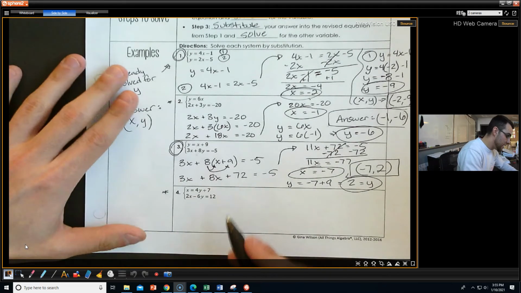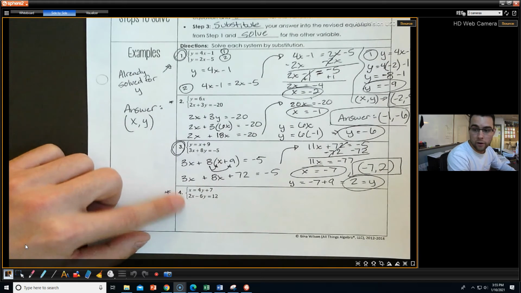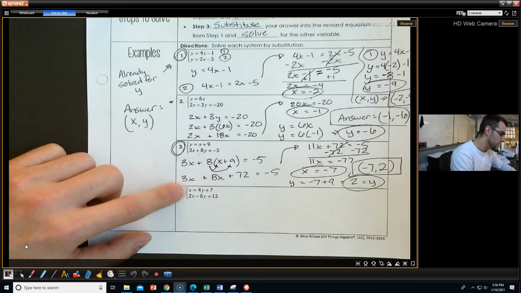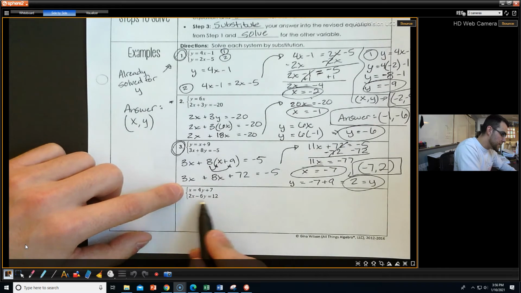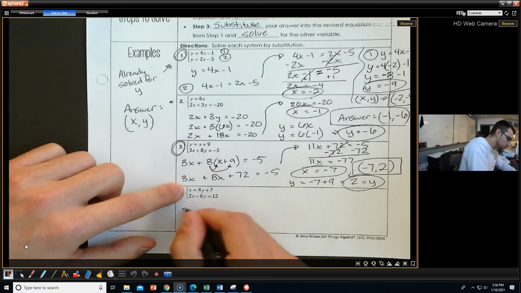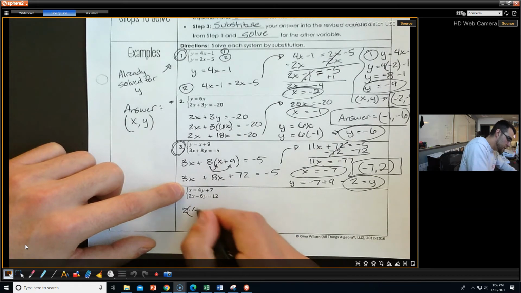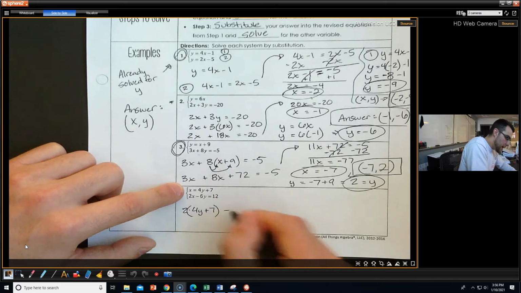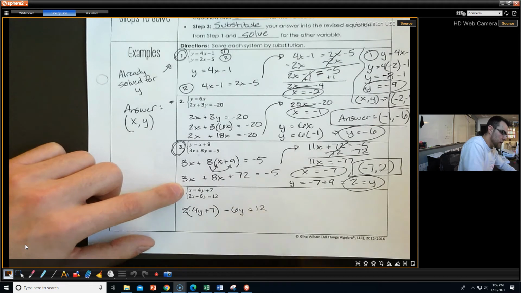It's okay. Let's take a look. Again, are these guys solved? Any of these equations solved? Yeah, this guy right here. So I'm going to replace this x down here with 4y plus 7. So I have 2 times (4y plus 7) minus 6y equals 12.